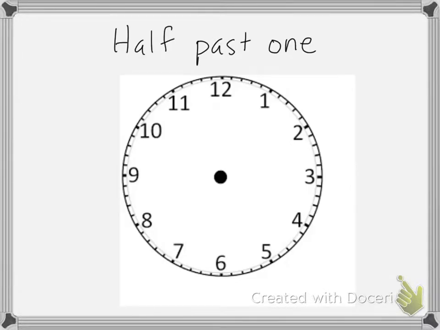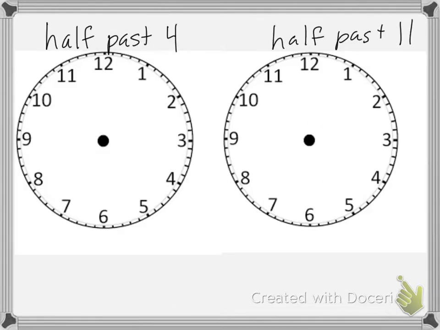All right, what if I want to show half past 1? Half past 1 would look like the minute hand pointing at the 6 for half past, and my hour hand would be halfway in between the 1 and the 2. What about half past 4? Well, my minute hand would point at the 6, and my hour hand would point halfway in between the 4 and the 5. Half past 11, well, my minute hand would point at the 6, and my hour hand would point halfway between the 11 and the 12.